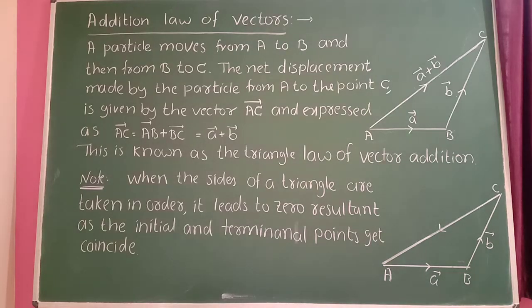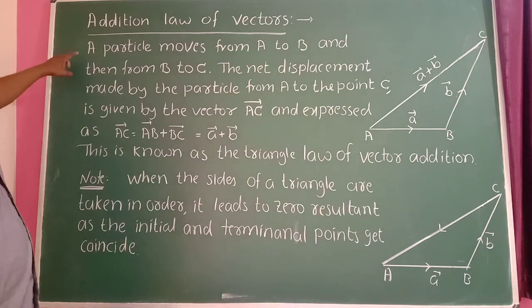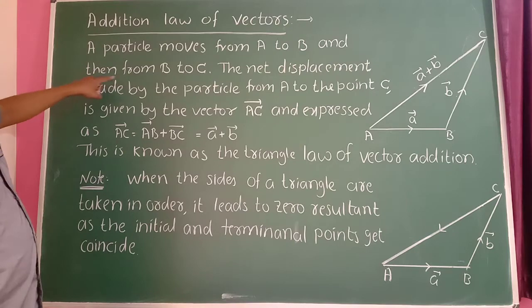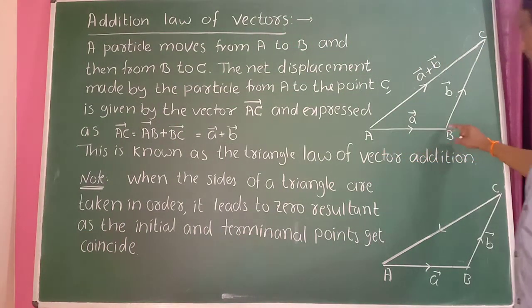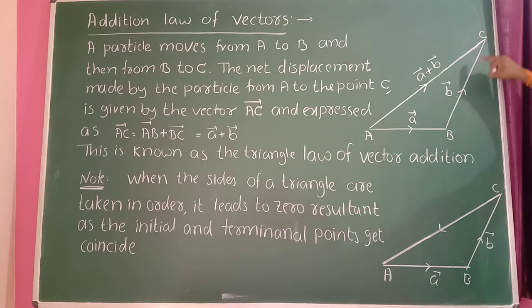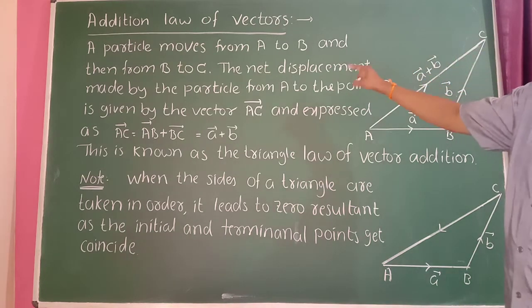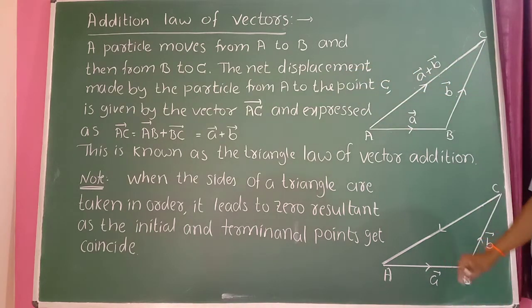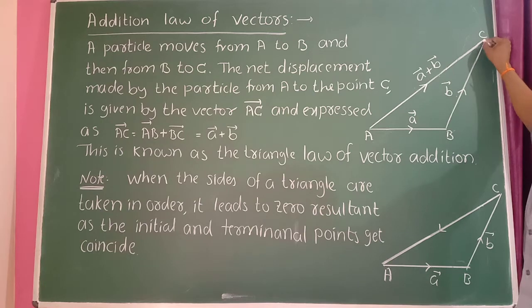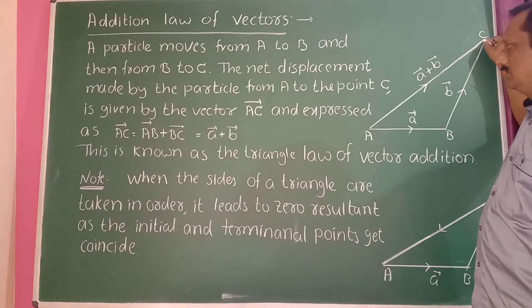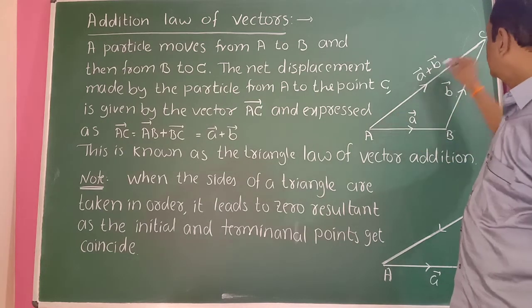So, addition law of vectors. A particle moves from A to B and then from B to C. The net displacement made by the particle from A to the point C is given by the vector AC bar. Here AC bar is the net displacement of the particle from A to C.